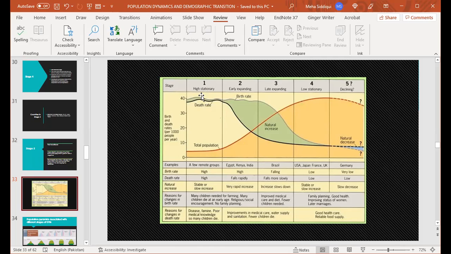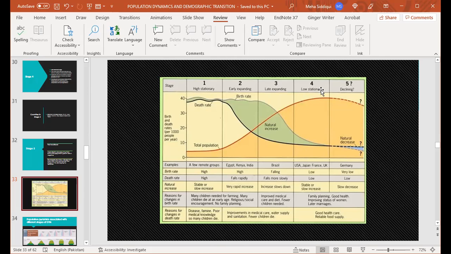In stage 1, we can say that there is high birth rate and death rate, but natural increase is stable or just low. Then comes the second stage, in which there is high birth rate, but death rate is falling rapidly, leading to a rapid increase in population. There is rapid natural increase, and here we can see the population explosion. And in stage 3, birth rate also starts falling, while death rate falls more slowly, and there is slow natural increase.